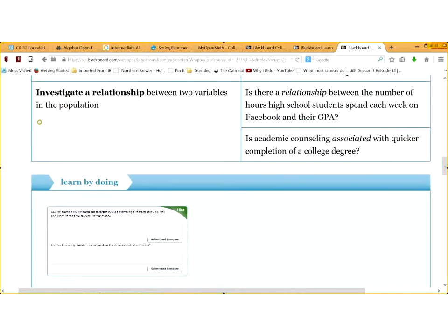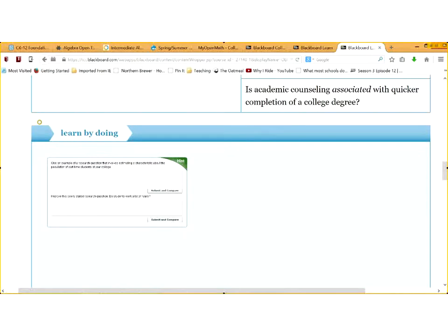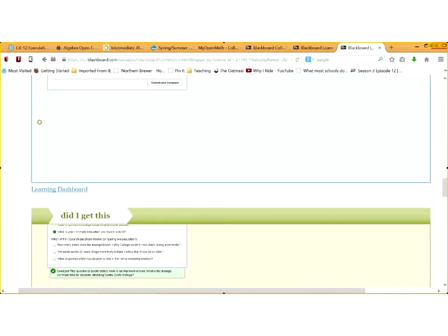And is academic counseling associated with quicker completion of a college degree? Again, we would be looking at groups. Now, you could certainly assign groups to academic counseling or not. You could require some students to do it and not require other students to do it, and see what effect that has. So you might even be able to do that second one as a cause and effect. But if you're just going to ask if there's an association, then you can just do a survey and ask people whether they got academic counseling, or see who got it and who didn't, and see whether there was a difference. Okay?